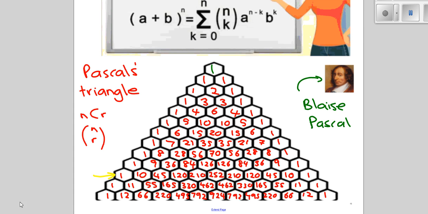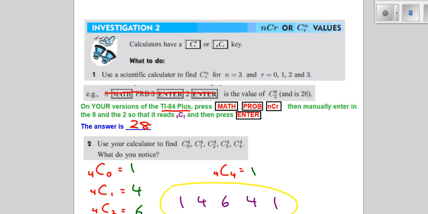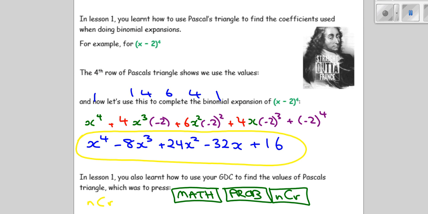So maybe let's go, now we can fill them in. No, on the wrong page. Here we go. Yeah, sure thing.